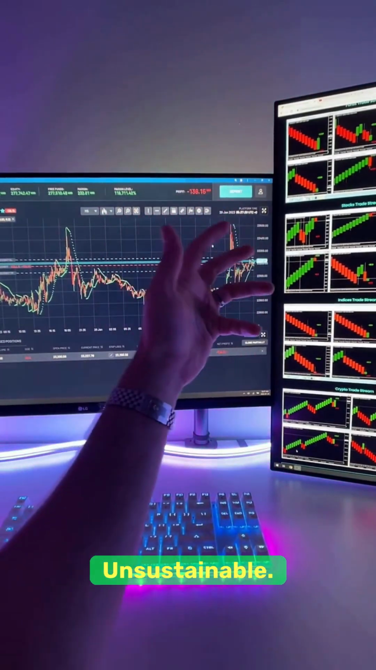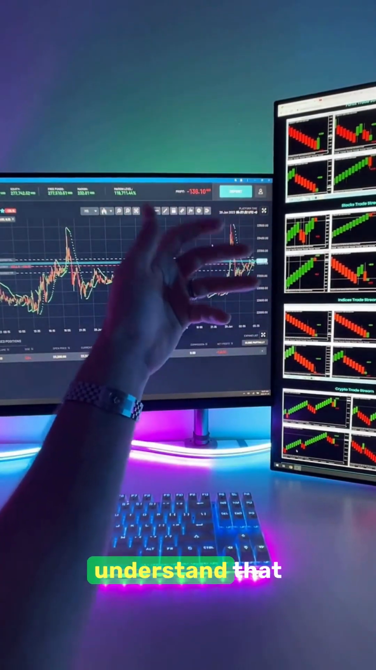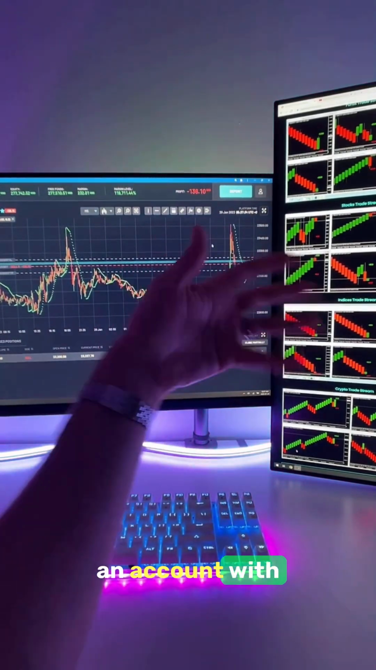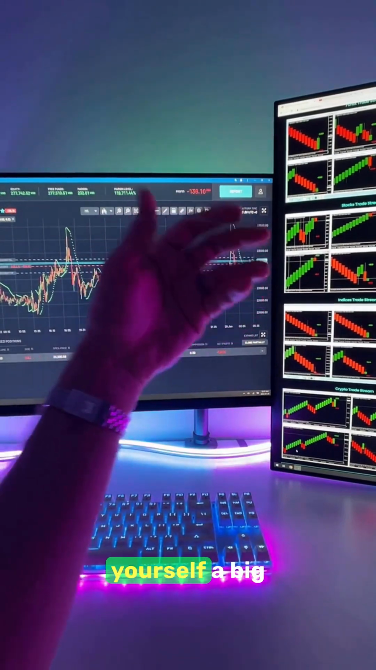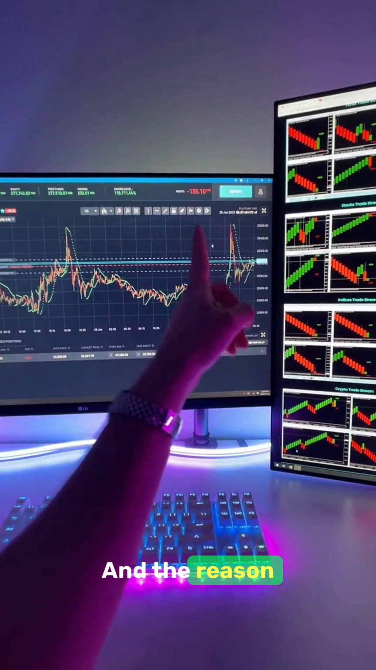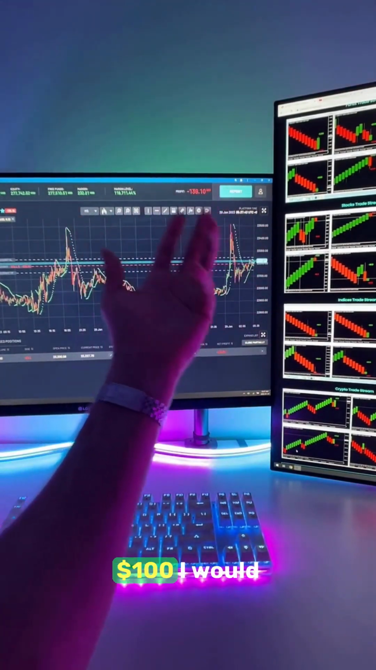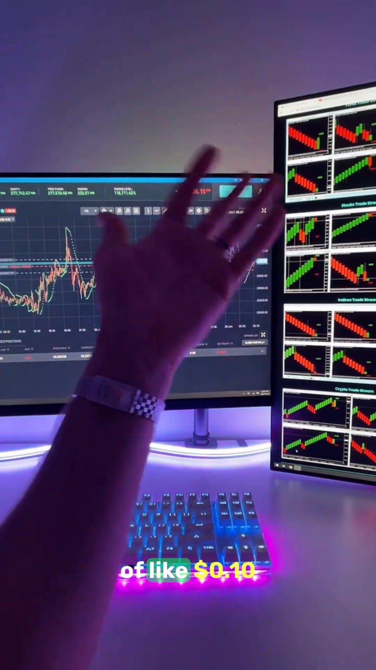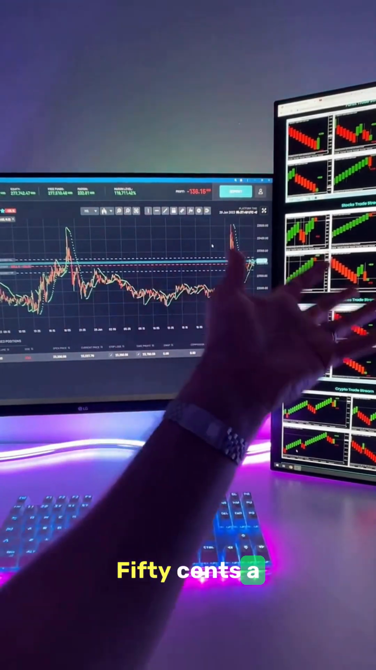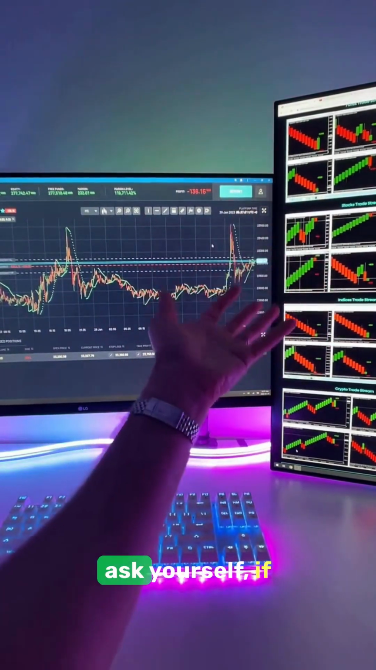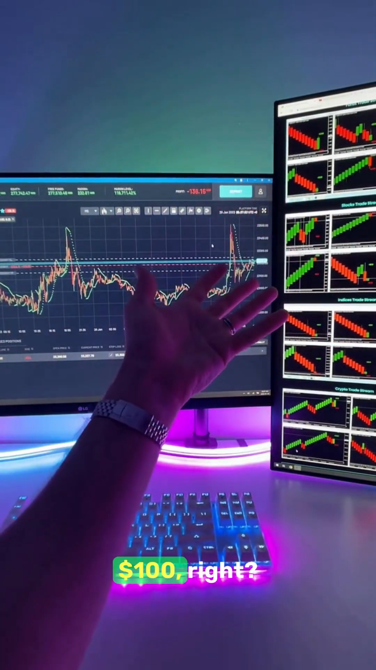It's unsustainable, which is why it's important to understand that starting an account with only $100 or $200 is actually doing yourself a big disservice. The reason is that on $100, I would only do trades of like 10 cents or 50 cents. Are you okay with only making 50 cents a day? That's the question you have to ask yourself if you open an account with $100, right?